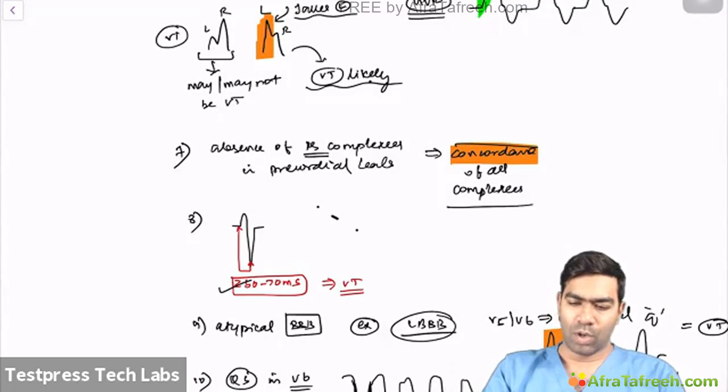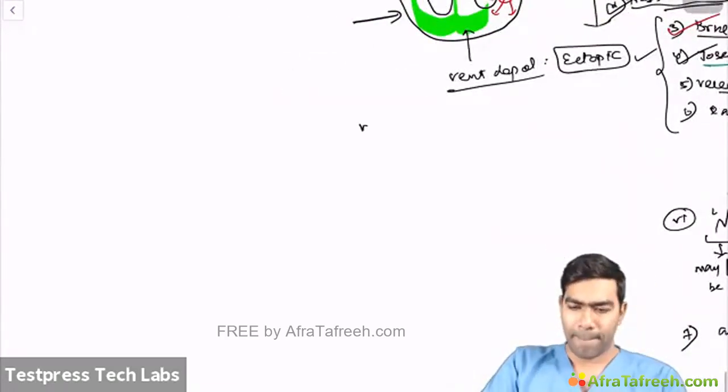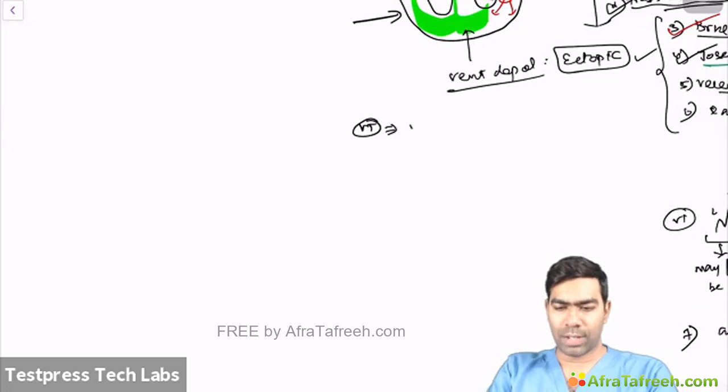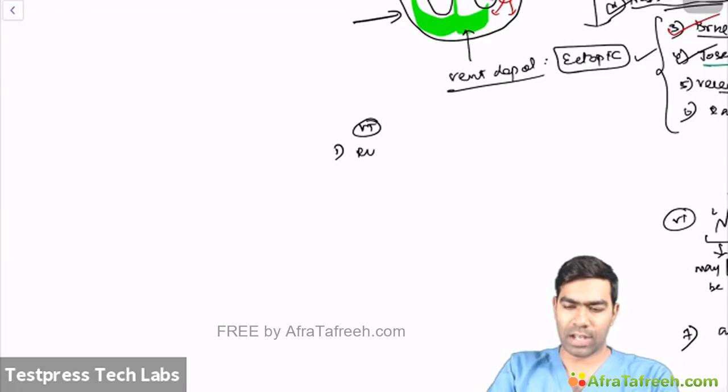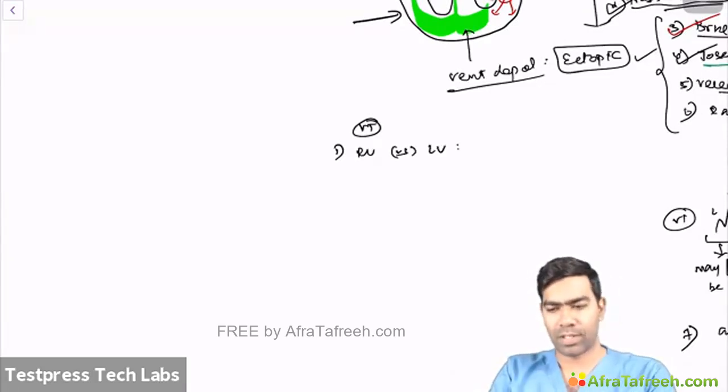But how will you localize a VT? Is there any point in localizing a VT? VT can originate from many places. To localize a VT, first of all I need to know whether it is coming from the right ventricle or the left ventricle. This is the first step I have to answer. So to localize, the first step is whether it is RV or LV.